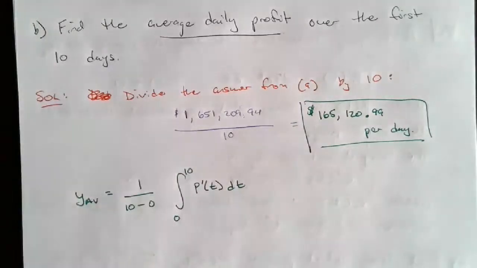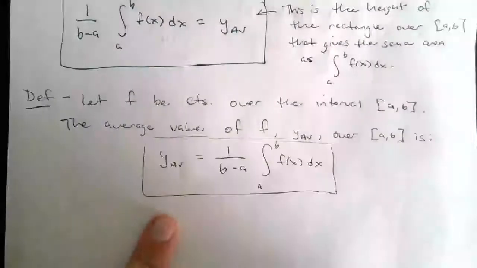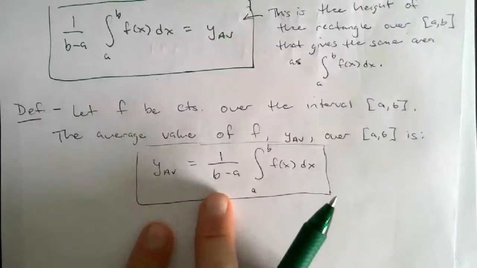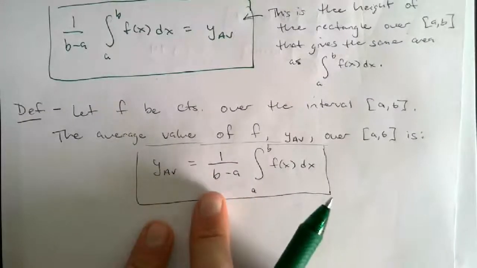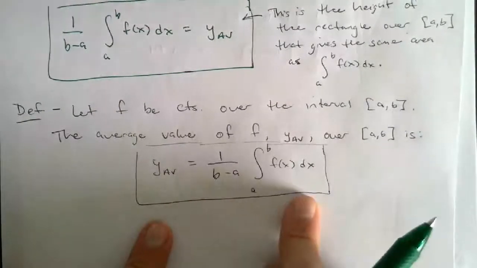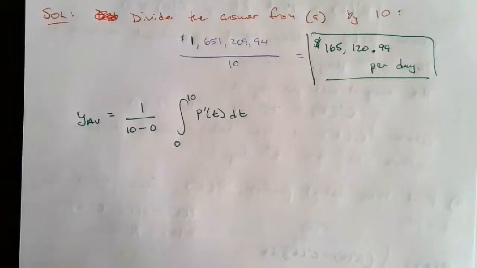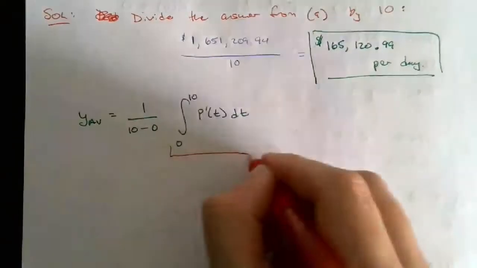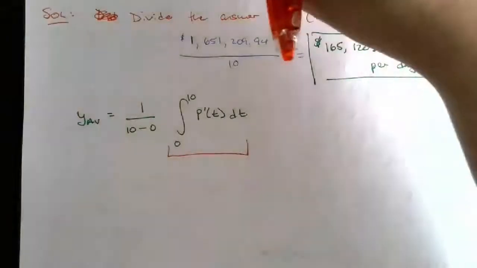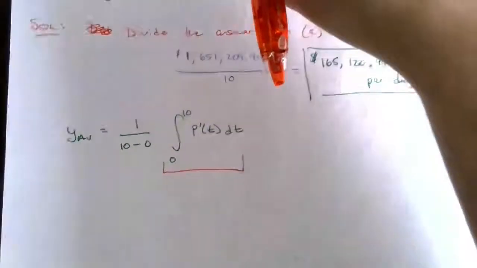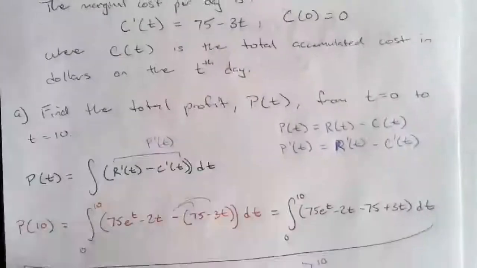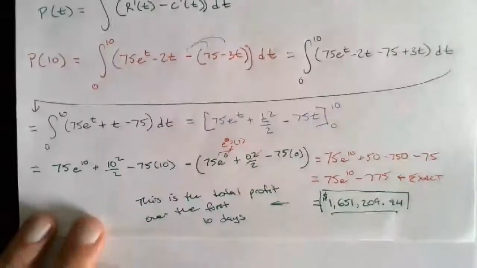Right, this is going back to our average value formula that we talked about earlier. Our A and B would be 0 and 10, so it'd be 1 over 10 minus 0 times the integral of that. That's how you find the average value, and that's fine, it's the average daily profit. But we know what this is. That was what we calculated in part A, the integral from 0 to 10 of P prime of t. I wouldn't expect you to do that all over again. It really is what we found down here.